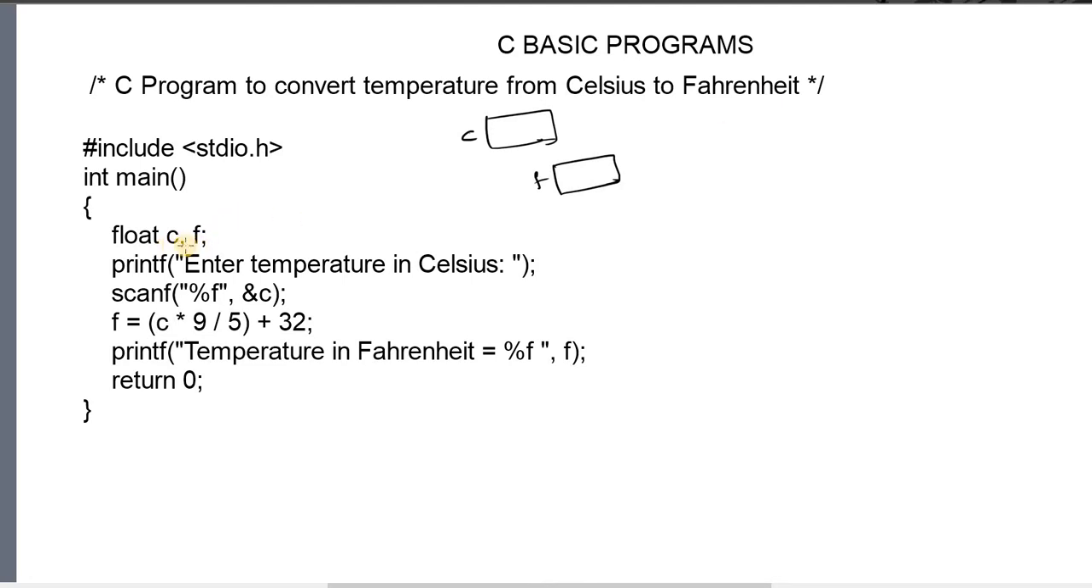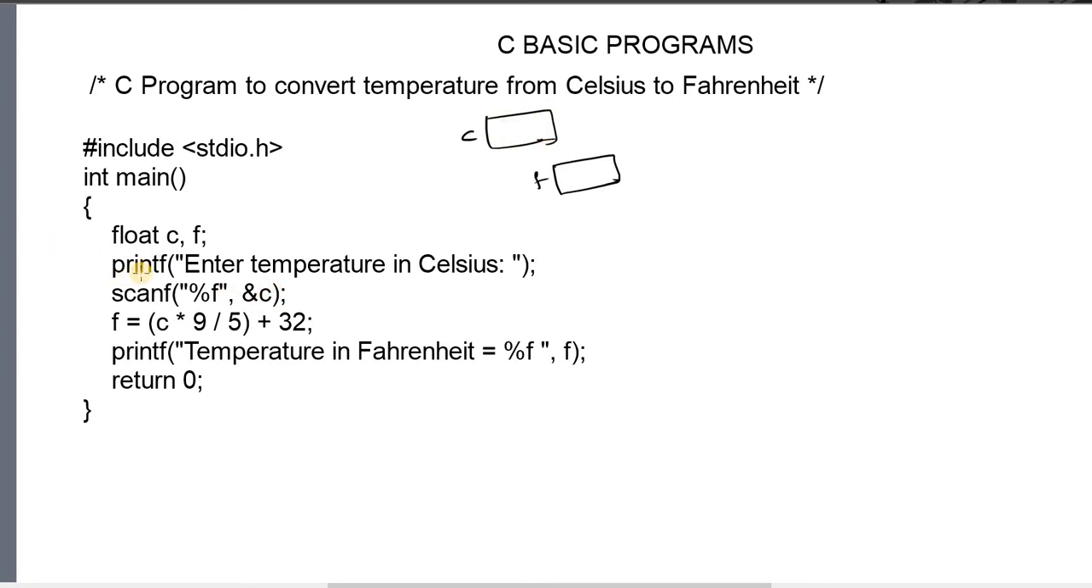For that purpose we have to declare two variables here, so we will get two locations. One variable will store the centigrade, Celsius, and one variable is for Fahrenheit. The variable type is float, so each variable takes 4 bytes of memory. Each variable can store one float.